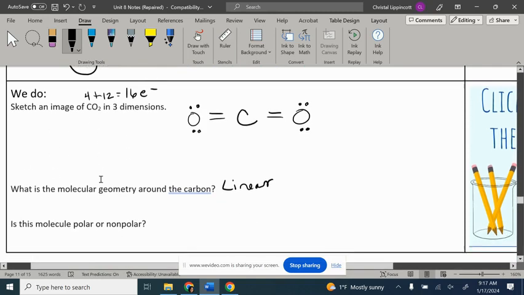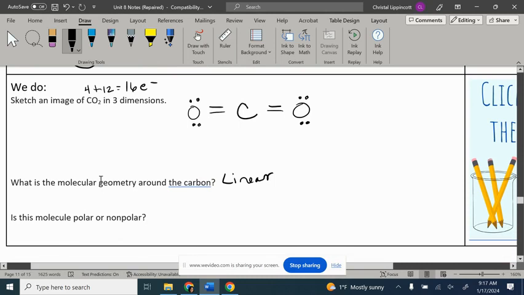Okay. And now they want to ask, is it polar or not? Are there any lone pairs of electrons on the central atom? No. So that's the easy way to figure this. Are both of these the same atom, and so it's all going to balance out? Yes. So this is nonpolar.